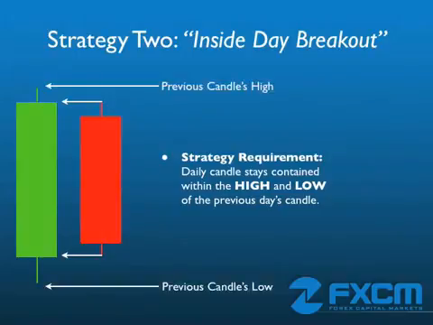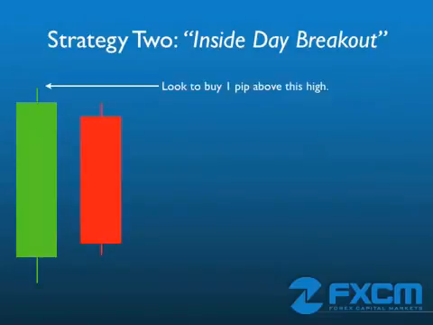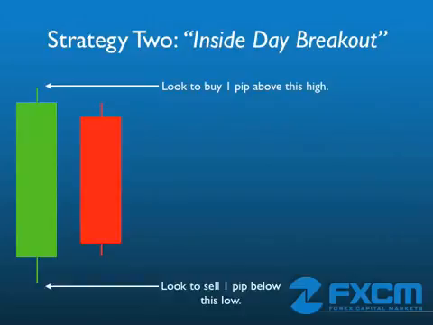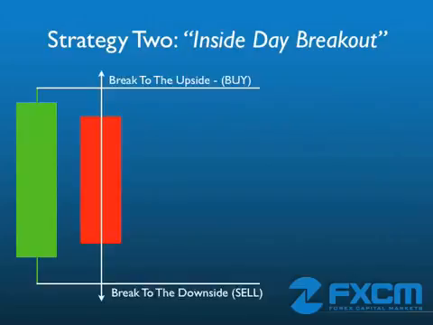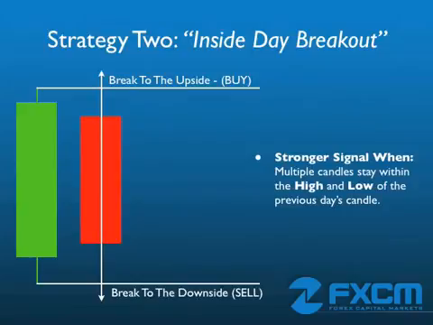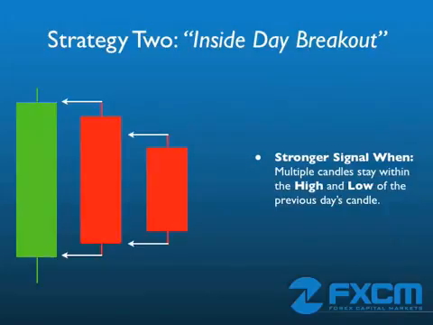When this candlestick pattern emerges, traders will look to buy 1 pip above the high of this candle or to sell 1 pip below the low of this candle, in expectation that the price will break out of the previous high and low. The strategy becomes even more reliable when you have 2 or more candlesticks that establish this condition. Here are 2 consecutive candles that meet this condition. And here are 3 consecutive candles that meet this condition.